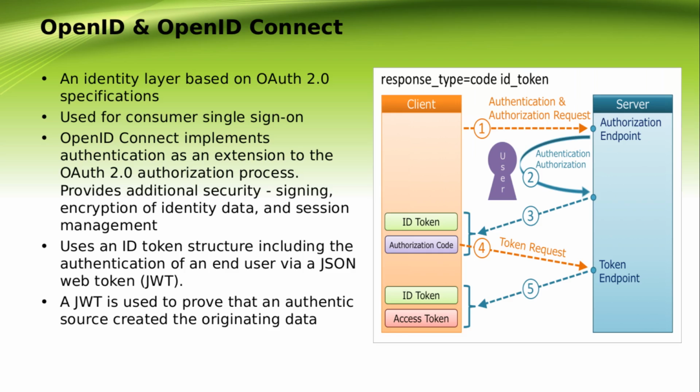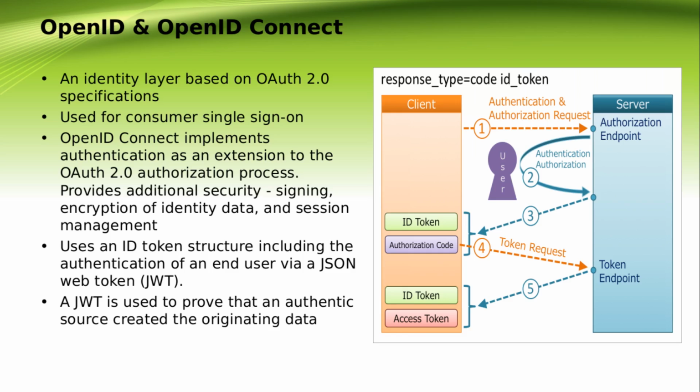OpenID Connect implements authentication as an extension to Open Authorization 2.0 and provides additional mechanisms for signing, encryption of identity data, and session management. Okay, so the OpenID Connect protocol specifies this process for validating. There are five important things. One is the client sends a request to the OpenID provider. You can also see the picture.